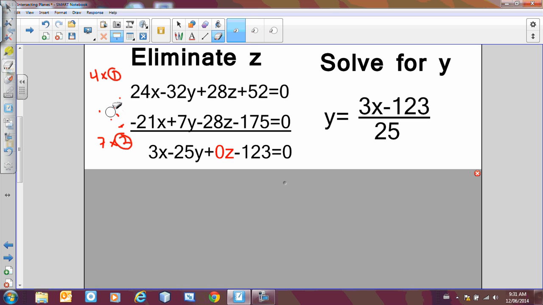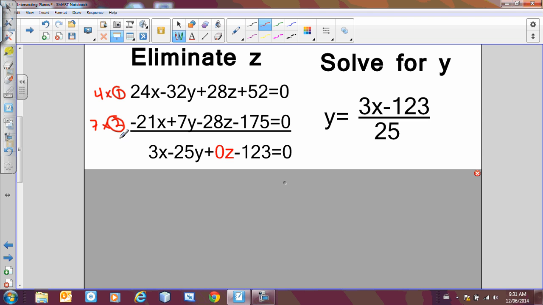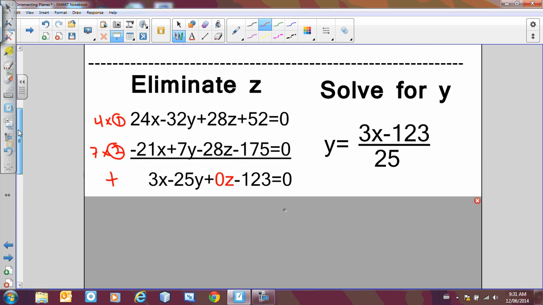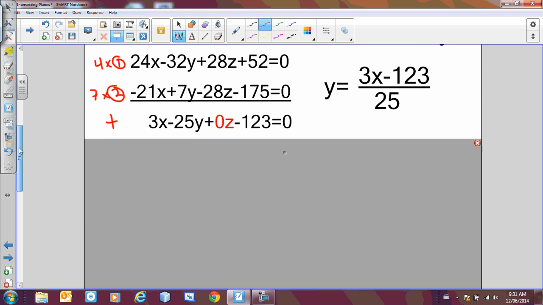And you can see that what's happening this time is my z values are lining up so that the coefficient is the same, or at least the opposite of each other. Again, in this case I'm going to be adding. And so add these together, get 3x, add these together, negative 25y, and then isolate y again. So I've written z and y in terms of x.